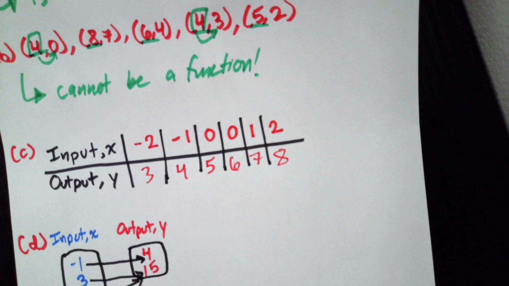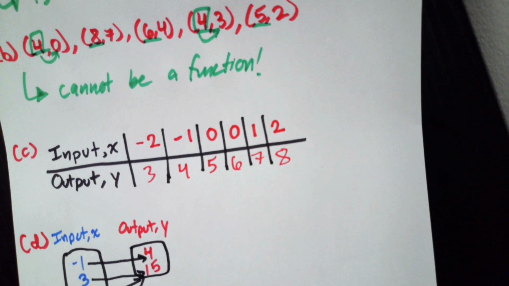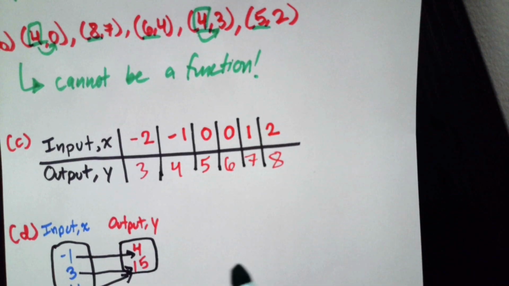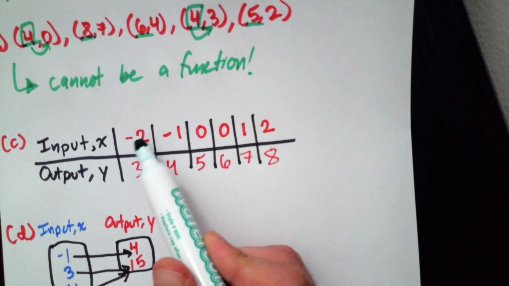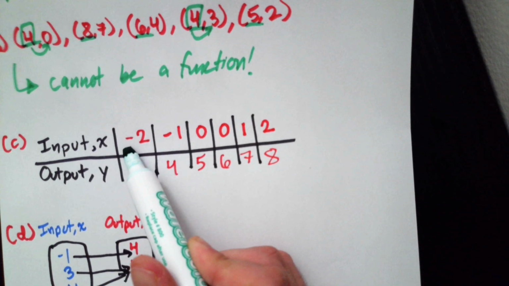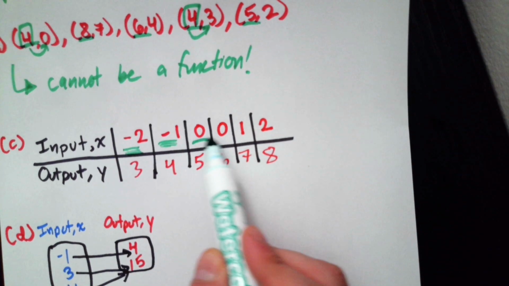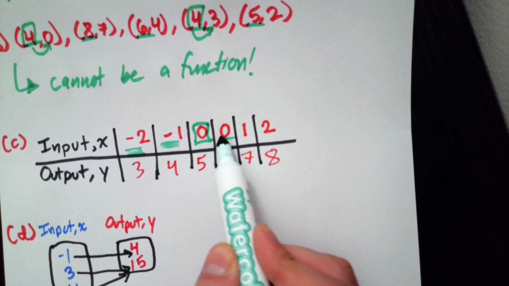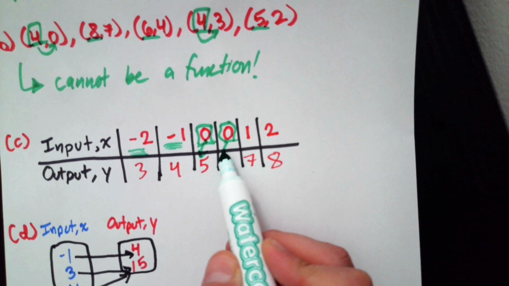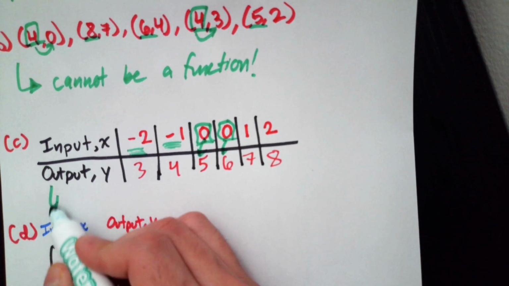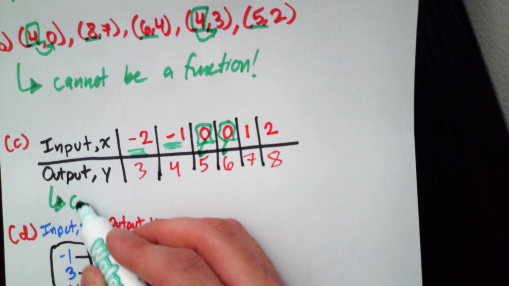Part C, they give us a table. So basically an indirect version of these coordinates. We have our inputs, we have our outputs. And so then let's see. Once again, we check -2, -1, 0, and 0. I have repeated inputs again, and they're giving me a different output. This, just like in part B, cannot be a function.